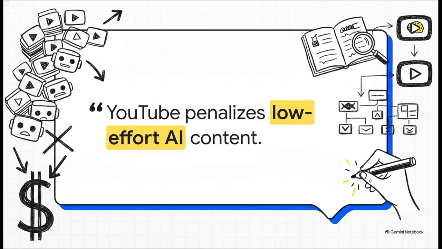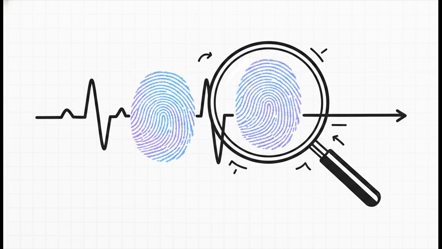YouTube is actively penalizing what the industry is calling AI slop. Channels that just pump out pure AI-generated content without any human curation, editing, or unique value add are on a fast track to getting demonetized or, honestly, never getting monetized in the first place. And hey, if you think you can just sneak it past the algorithm, think again.